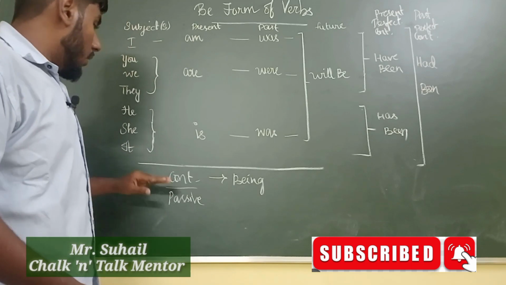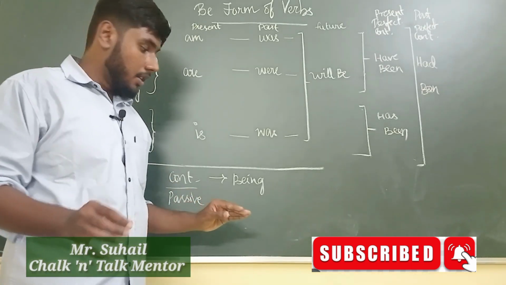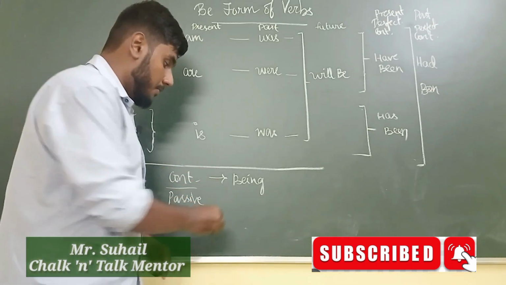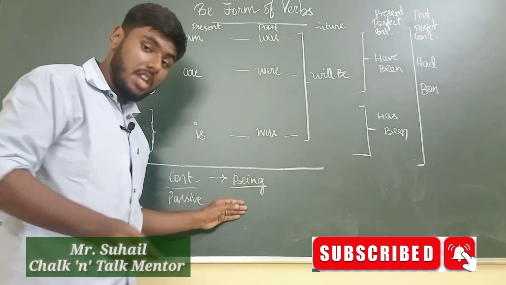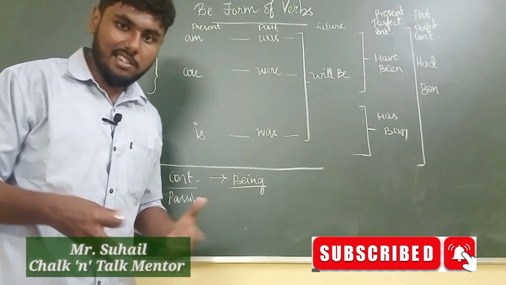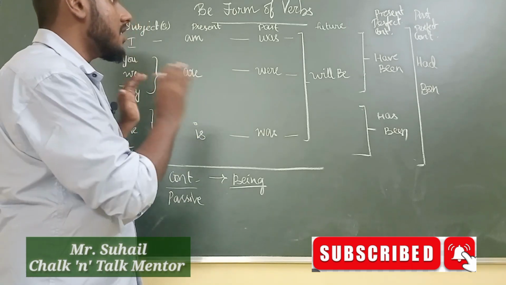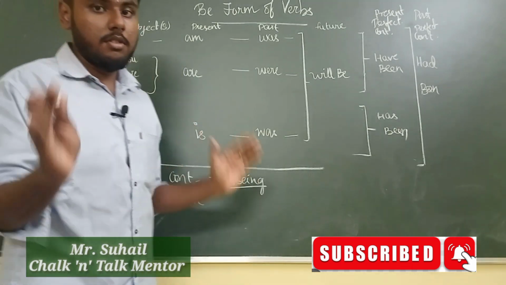While the simple continuous form of the be form of verbs is being, which is also used in passivation. So this is a general thing that we need to understand.